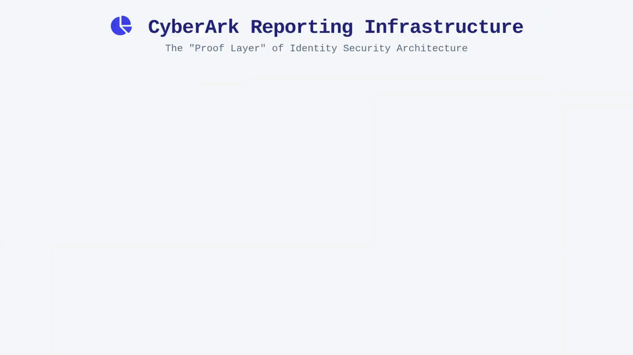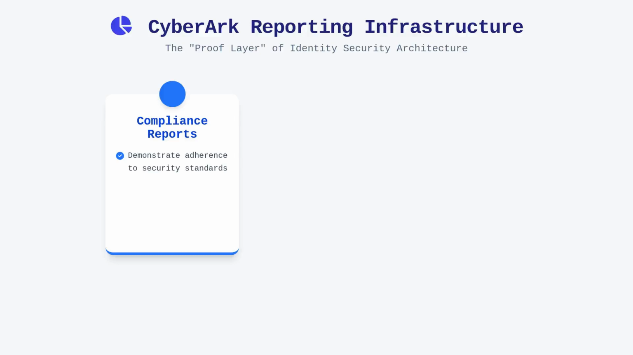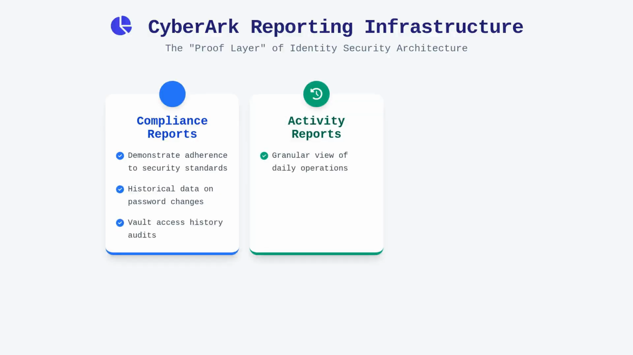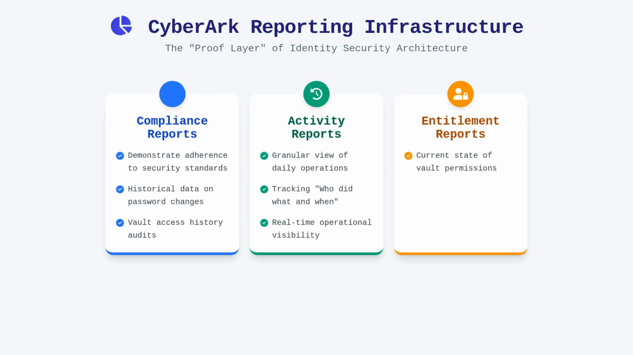To master the exam, you need to understand the analytical power provided by the CyberArk reporting infrastructure. Compliance reports are essential for demonstrating that your organization adheres to security standards by providing historical data on password changes and vault access. Activity reports provide a granular view into the day-to-day operations, tracking which users performed which actions, and when those actions took place. Entitlement reports serve a different purpose entirely, focusing on the current state of vault permissions and identifying potential overprivileged users within your safes. You should think of these reports not just as administrative tasks, but as the proof layer of your entire identity security architecture.